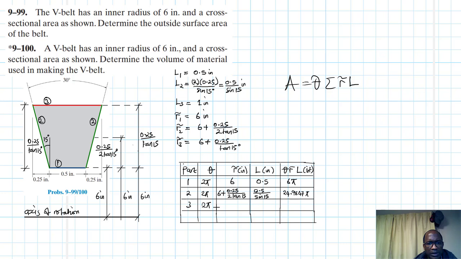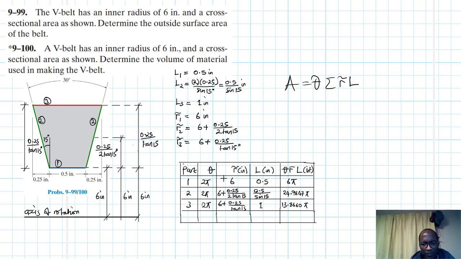And then the third case, the centroid distance is 6 plus 0.25 divided by tan 15, and then the length is 1. When we do the multiplication, we have 0.25 divided by tan 15 plus 6 by 2. So this gives us 13.8660 pi. Okay, so 0.25 divided by tan 15 plus 6 times 2.